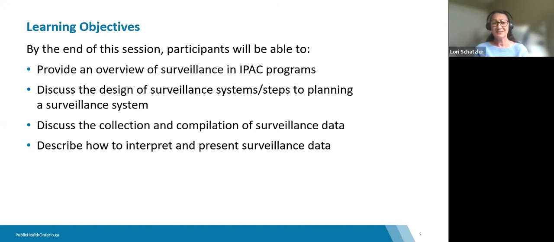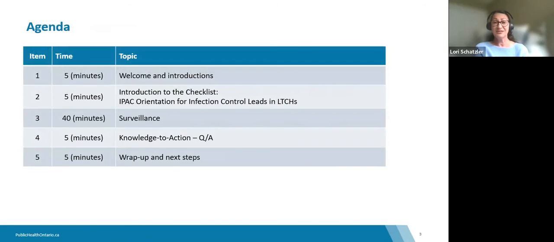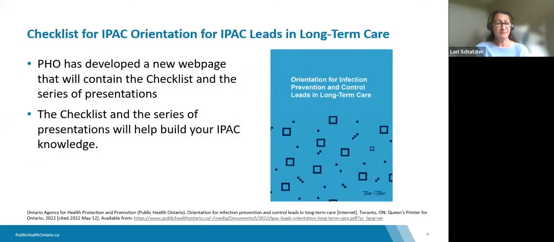So we hope by the end of this session, you're going to have an understanding of surveillance as an overview to your IPAC program. We're going to walk you through the steps to planning a surveillance system, collecting that data, compiling it, and how to use it, interpret it, and present it to the people that can make a difference in your facility. We will go through a complementary resource that Public Health Ontario developed to support you with this webinar series, which is the orientation checklist for you. Darius and I will walk through the steps of surveillance, and we hope to have some time for questions and answers for you.